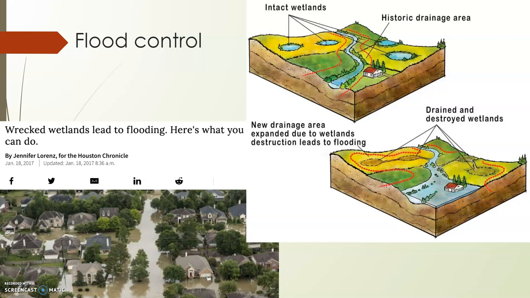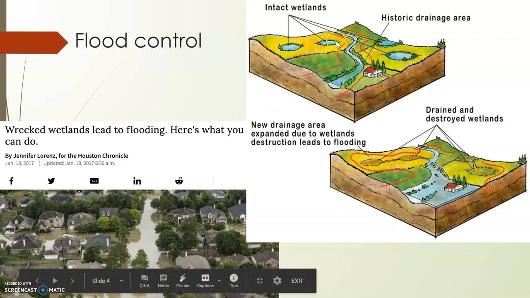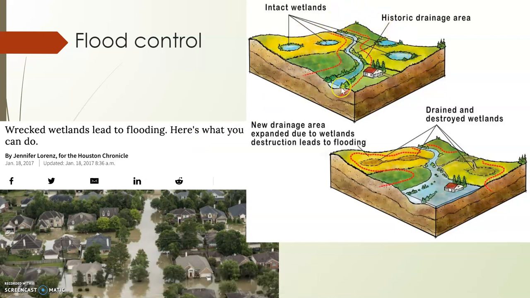Looking at these diagrams over here to the side, when you have intact wetlands, you have this drainage area. These can take that overflow of water. If we get rid of those wetlands, the water still has to go somewhere, and it's going to flood out this stream.